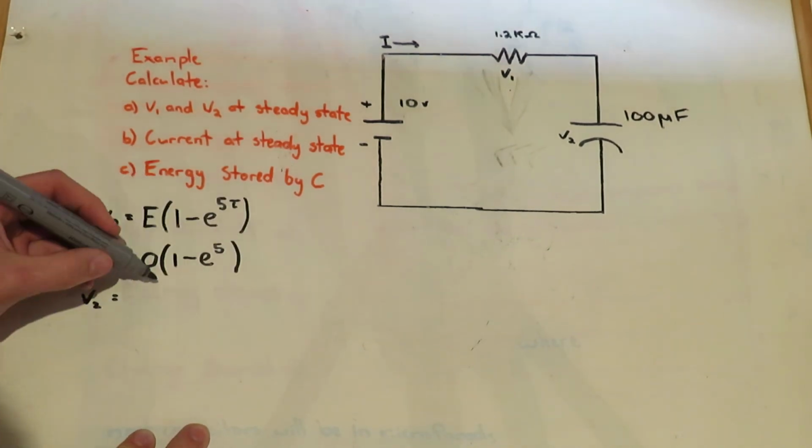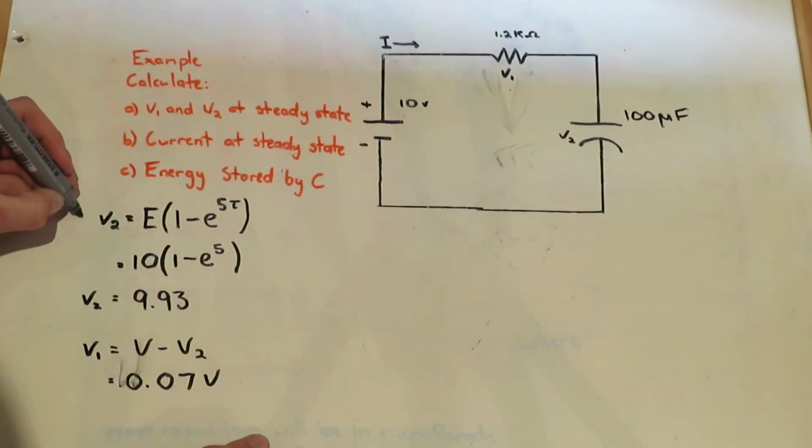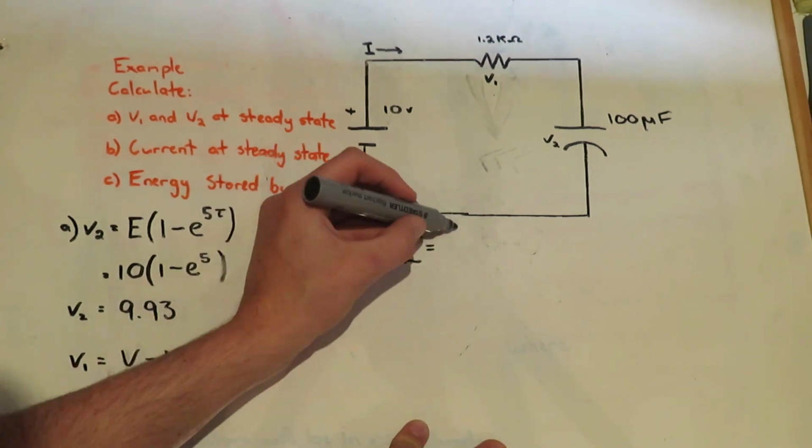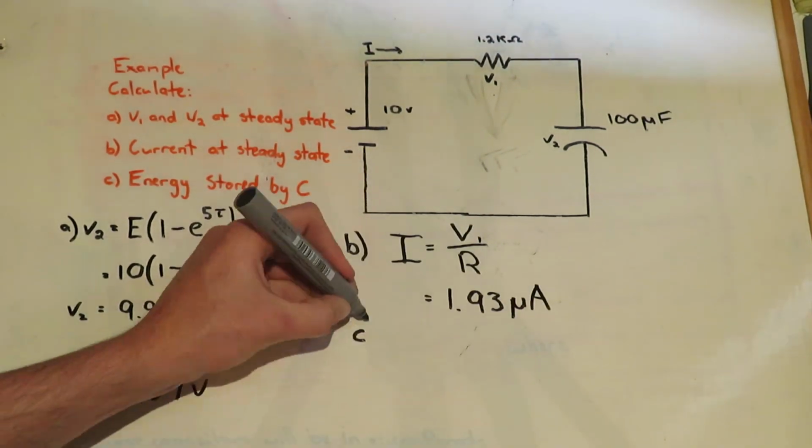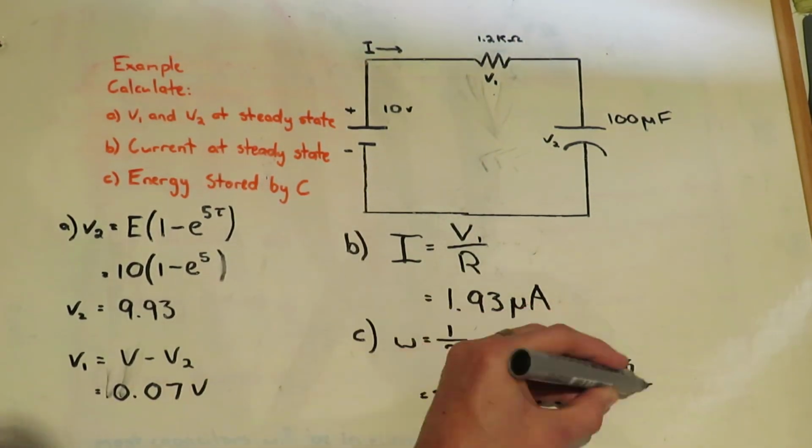This is a quick example of how to calculate voltage and current and energy stored by a capacitor in a circuit. Pause the video at any time to see how it is done.